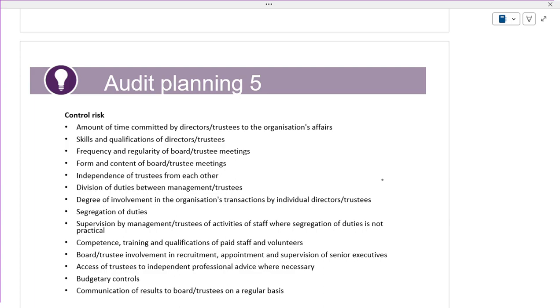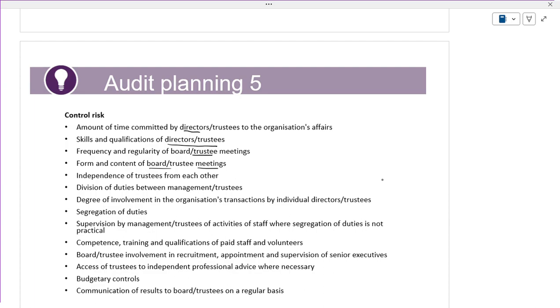Amount of time committed by directors will be comparatively less. Skills and qualifications of the directors, a little bit less, okay? Frequency: in a not-for-profit organization, they don't have a minimum number of meetings. Here we don't have any condition on that. You don't have form and content of board meetings, what the agenda is. They are saying okay, but we are not going to make it in the question. They will give these points and ask you to identify, okay?